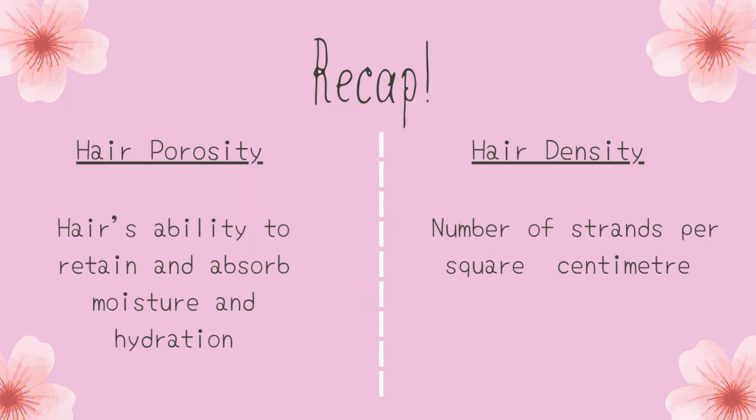Last video, we learned about hair ID. We learned the first two categories, which are hair porosity and hair density. Hair porosity is your hair's ability to retain and absorb moisture and hydration, and hair density is the number of strands per square centimeter. And we learned that there are three categories to both of them, which are low, medium, and high. And along with that, we learned how to test both of them.